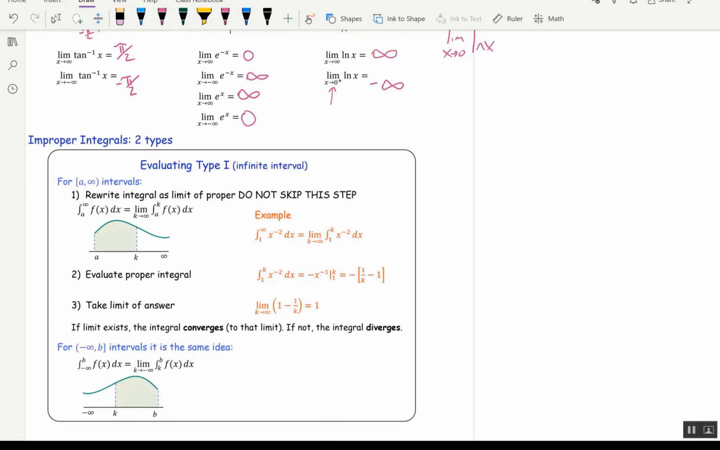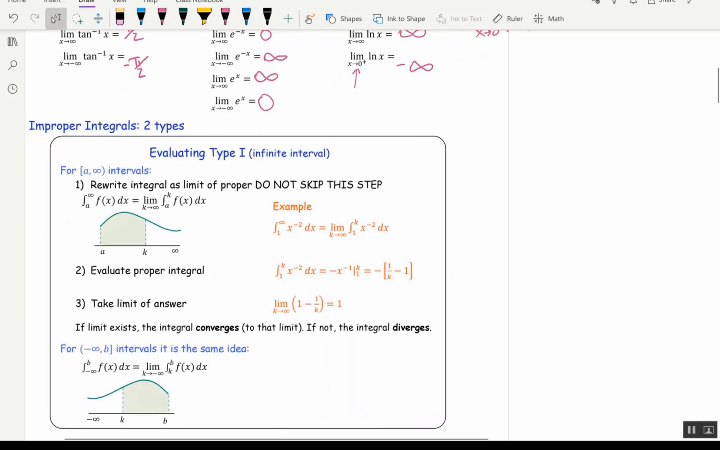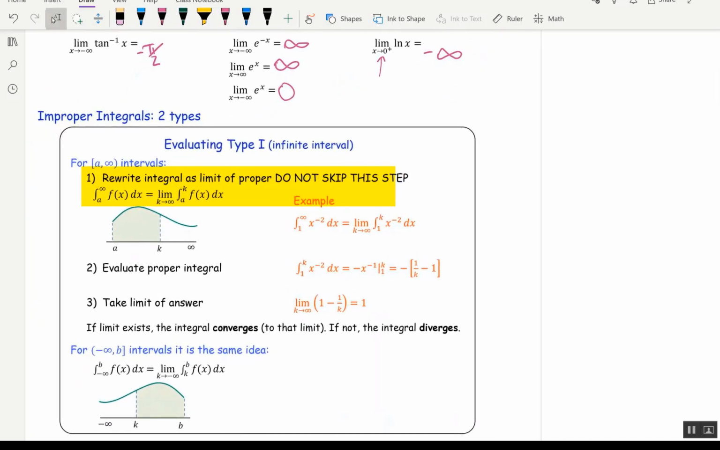Okay, so now let's talk about the first type of improper integral, which is the easy type, because it's easy to recognize because you'll see infinity in one of the limits. And so the first step is to rewrite it as the limit of a proper integral. So think of it in terms of area. If you're integrating from a to infinity, the integral of f of x dx, and here's the graph, what you really want is to know what that area is all the way out to infinity.